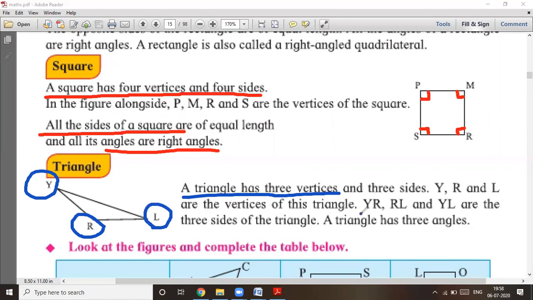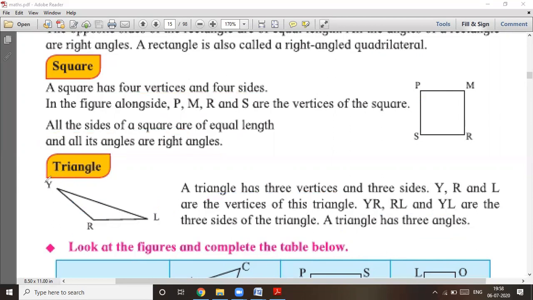As well as there are three sides: YR, RL, and YL. These are three sides. Side number 1, side number 2, and here is side number 3. A triangle has three angles. So the angles are here. This is angle number 1. This is angle number 2. And here it is angle number 3.